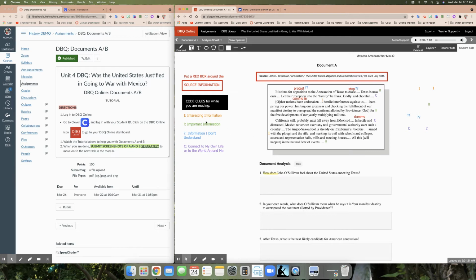So again, I've used my code clues and now I'm ready to answer the questions. How does John O'Sullivan feel about the United States annexing Texas? Sounds like he's happy about it, that now Texas is going to be a part of the United States. It was our God-given right to do it. So he's happy and excited about it, it seems like.